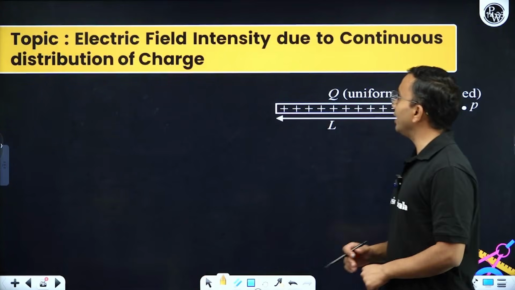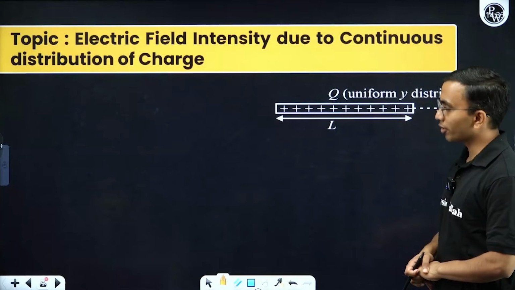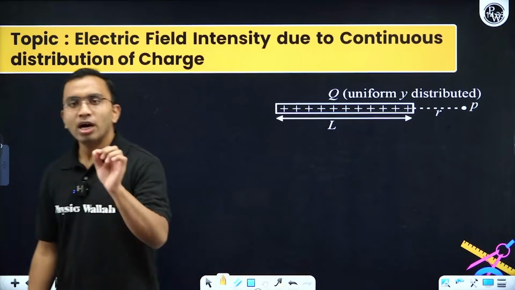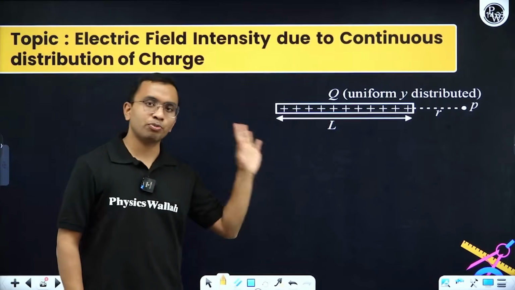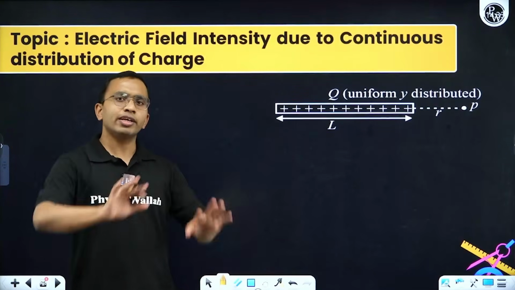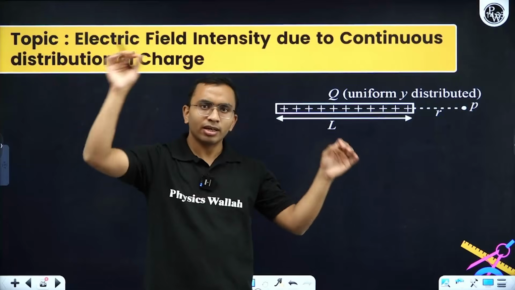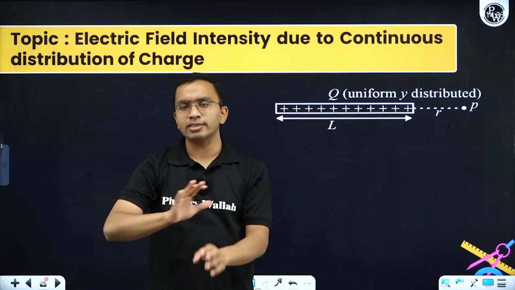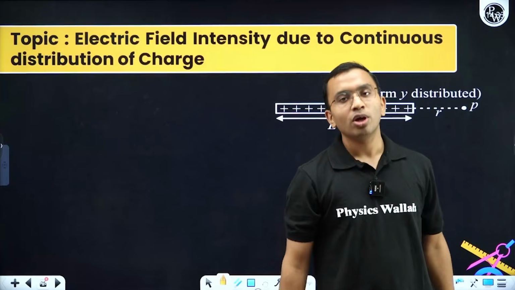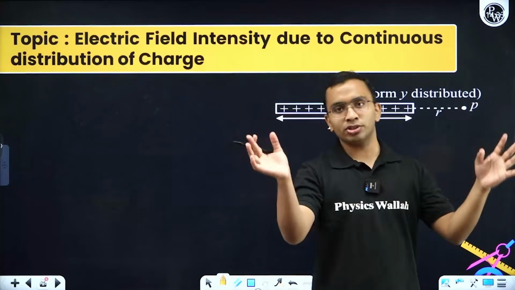Now, electric field intensity due to continuous distribution of charges. Due to a point charge, we learned how to find the electric field at a particular point. That is clear. What is that? kq by r square. Then we learned if there are multiple charges, write the electric field due to each of the charges, take the vector resultant, that becomes the resultant field. Now the third thing, what if there is a continuous distribution?